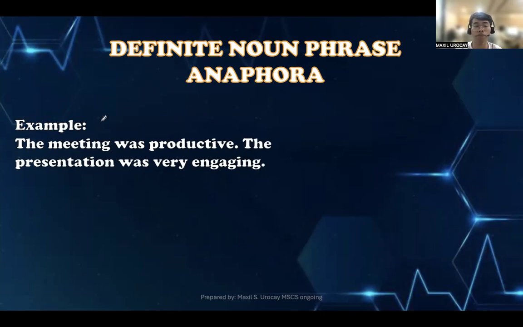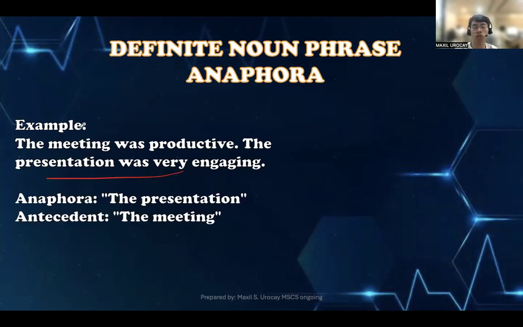easy for everybody. Now, another example here: the meeting was productive. The presentation was very engaging. So how are we able to simplify that one? The anaphora will be the presentation, and then the antecedent will be the meeting. So it's not redundant. It is really simplified.